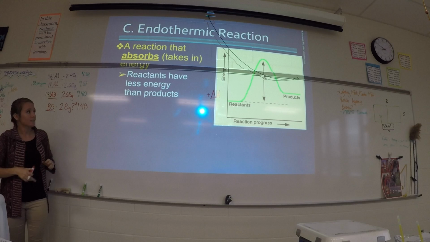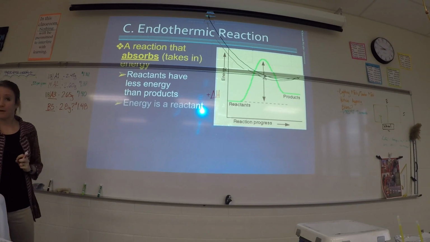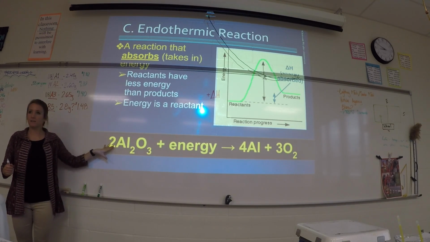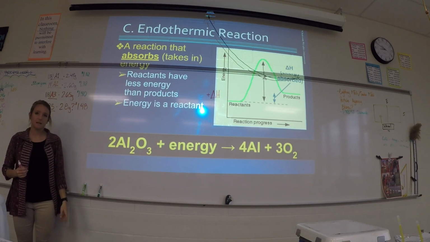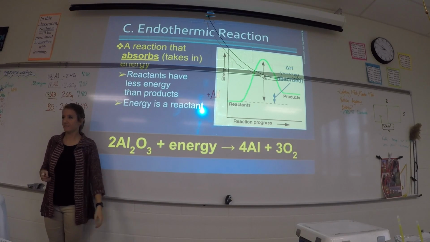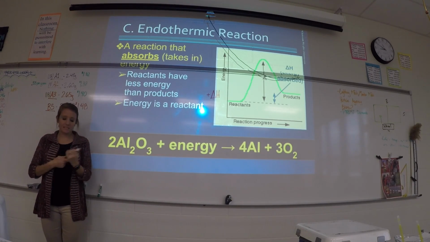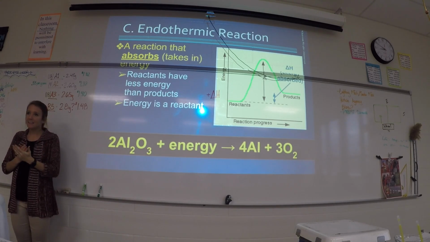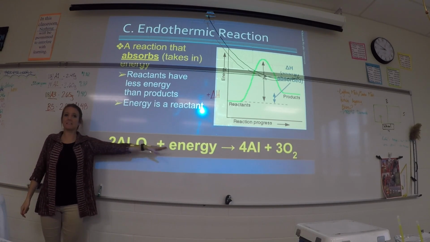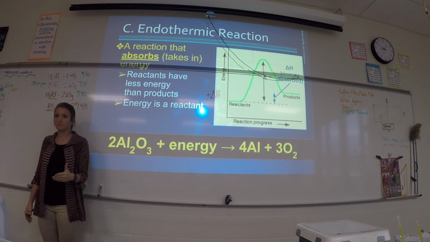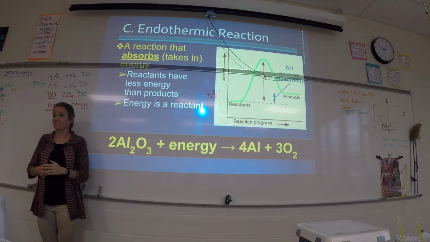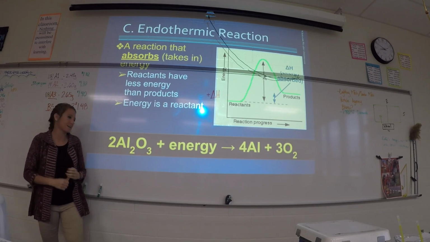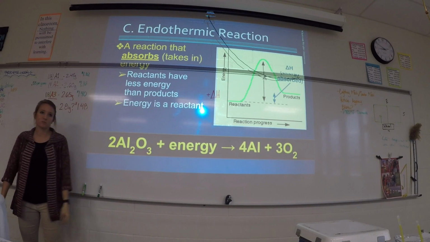Okay, this means that in a balanced equation, we're now going to see energy written on the reactant side because it's being put into it. The way I often think about an endothermic reaction, since energy is a reactant, is if I take out energy, this reaction will not go. Because it's a reactant, it's necessary. If you take it out, the reaction won't happen. Endothermic reactions are dependent on that source of energy.